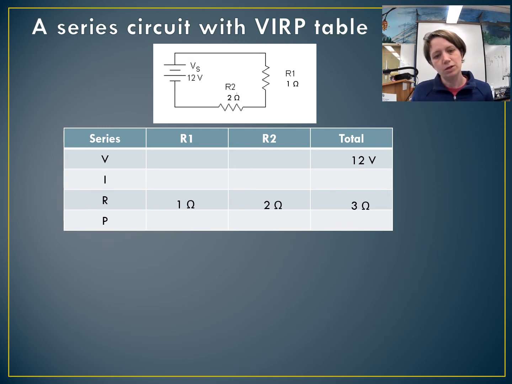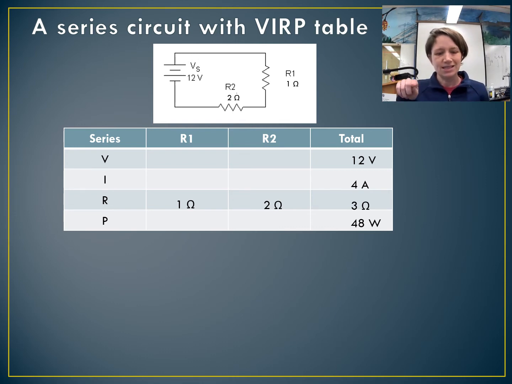So we have 12 volts and 3 ohms, which means we can use I equals V over R to calculate current out of the battery, which is 4 amps, and we can use P equals I times V to calculate the total power, which is 48 watts. So now we just need to figure out how to get another value in my other two columns.